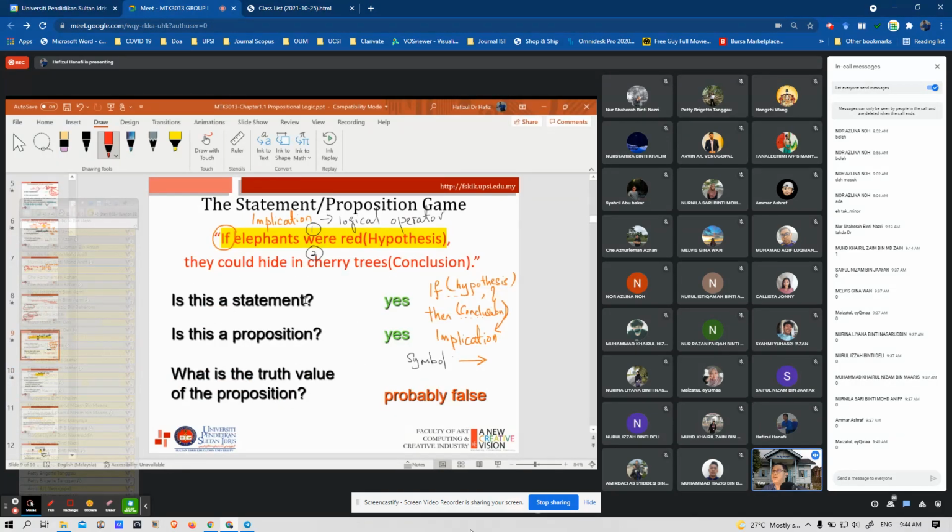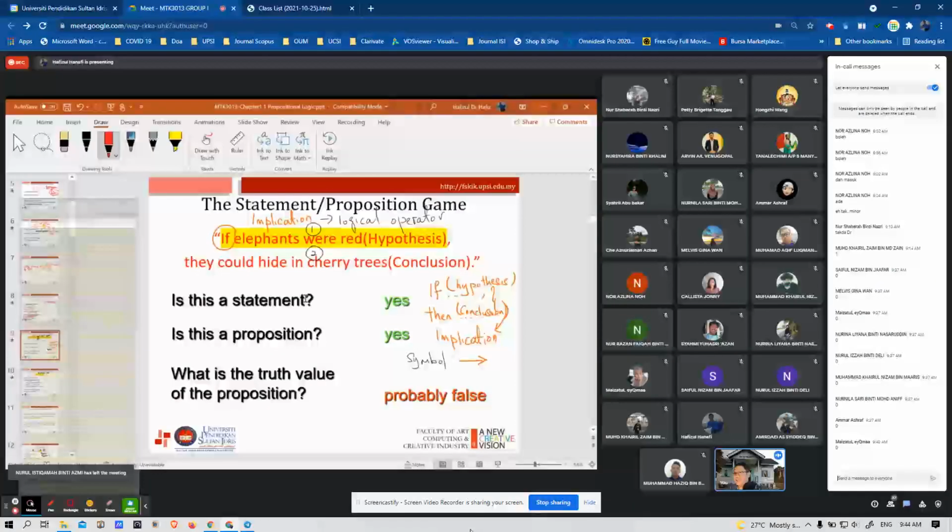Okay, and then we have the statement proposition: if elephants were red, they could hide in a cherry tree. Is it possible? Elephant? Okay, this one is implication. Implication, you want to have the result, mainly to imply from the input. Implication in math.